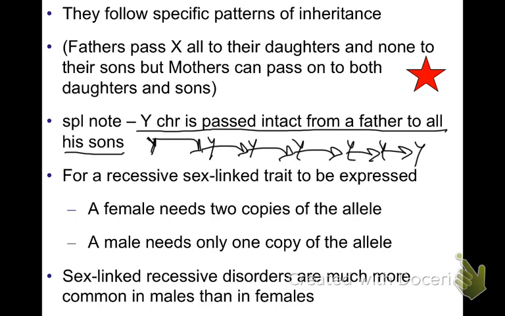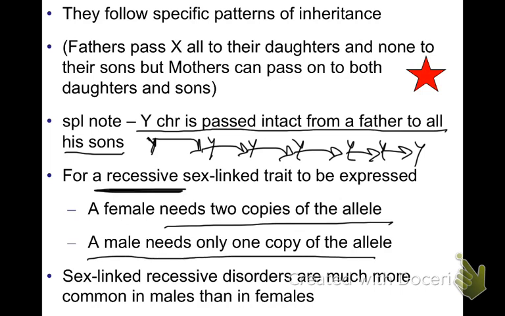Okay. For a recessive sex-linked trait to be expressed, recessive means it needs 2 copies. All right? The female needs 2 copies of the allele, whereas the male needs only 1 copy, because that is the only copy that exists. Because he is an X and a Y, if he has one defective gene in his X chromosome, he's bound to express it. He doesn't have an alternative with which he can make do. So sex-linked recessive disorders are much more common in males than in females.